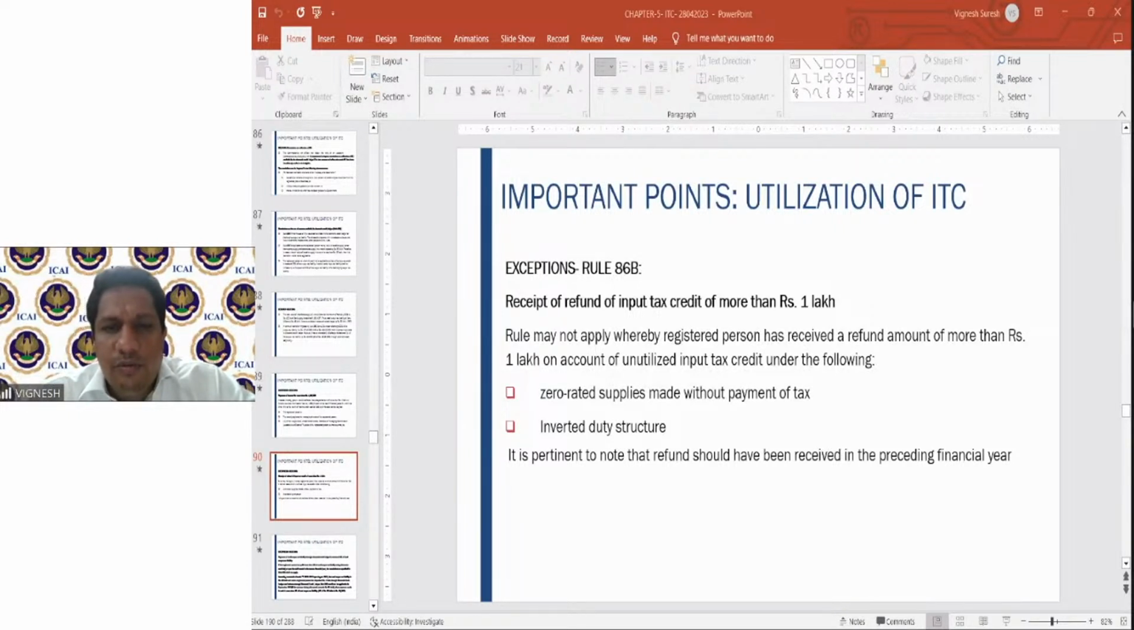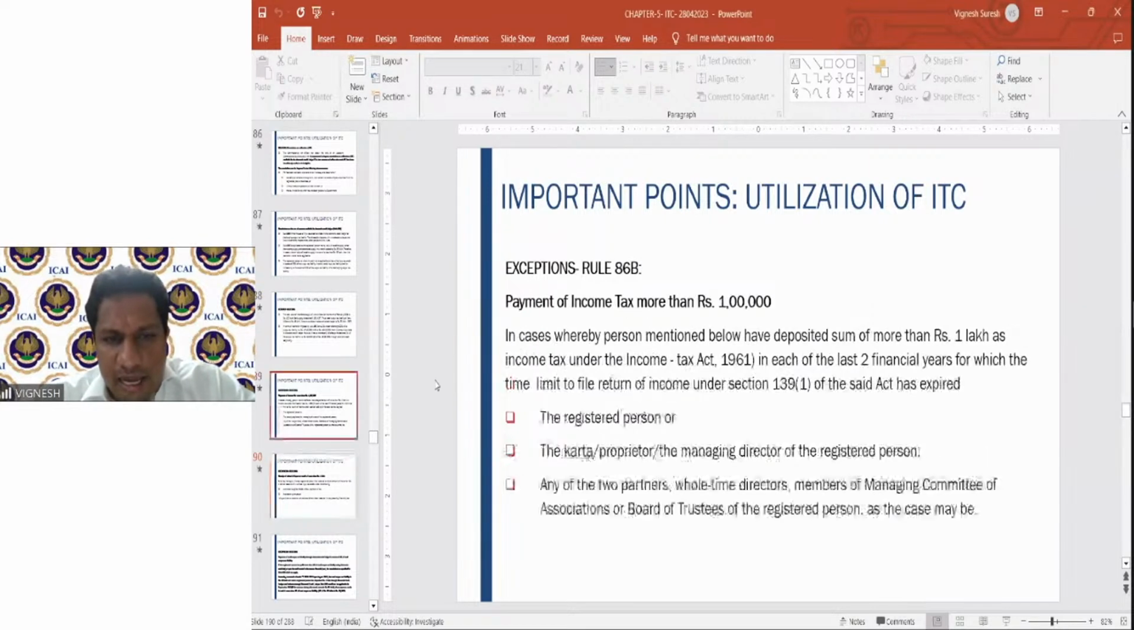So what does the provision exactly say? It says that in case where the person has deposited more than 1 lakh as income tax in each of the last 2 financial years. So here for the registered person, you have to see what tax they have paid. The return filing is not relevant here. What is the tax which you have paid for the last financial year for which the time limit has expired? If he pays the tax, then straight away this 86B will not apply. Okay, I hope it is clear.